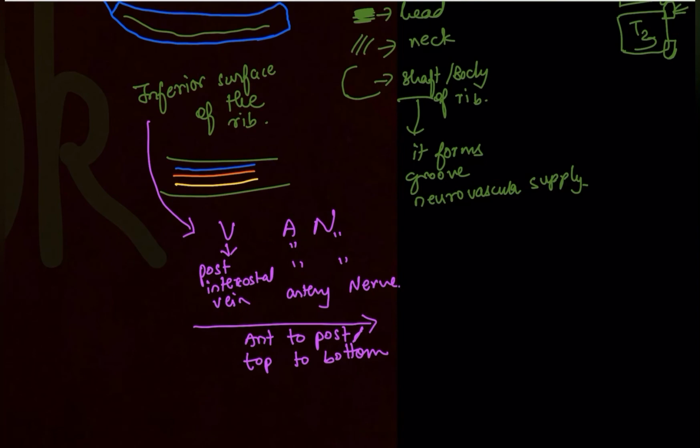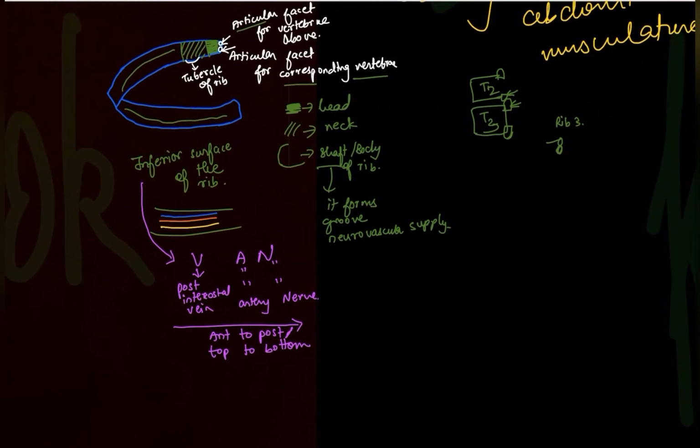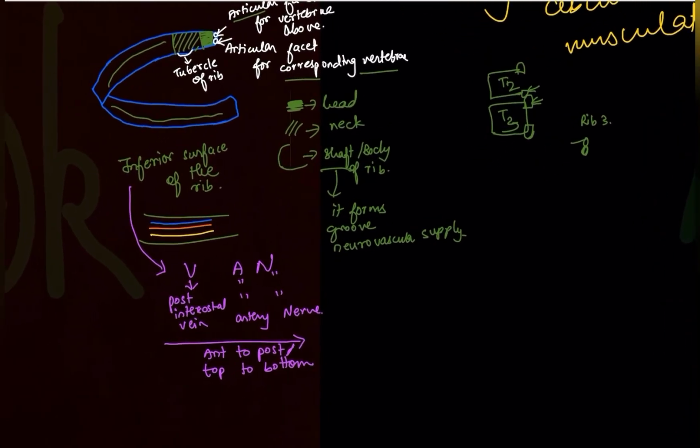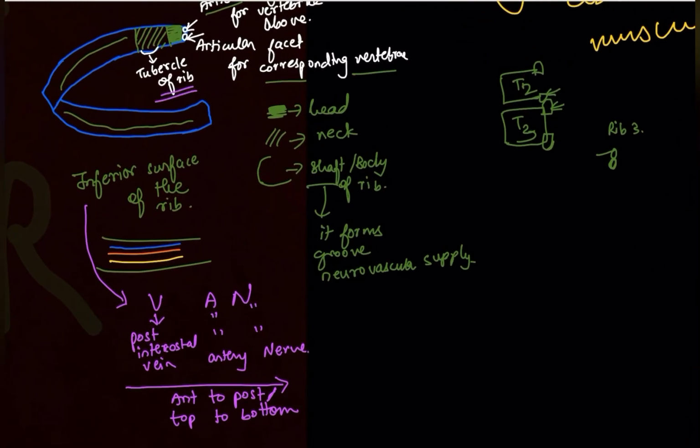So that was about the ribs. I hope now everything is clear about the ribs also. And this tubercle of the rib will attach to the transverse facet of the thoracic vertebrae. Okay, I have said this about where the head will be attaching and where the tubercle will be attaching in the vertebral column itself. So I hope now everything is clear. Now there's one more thing.